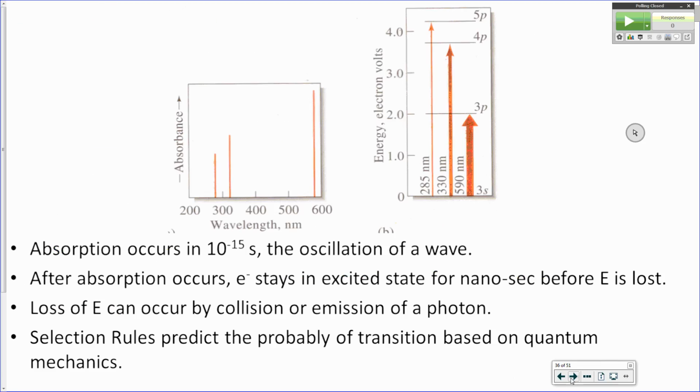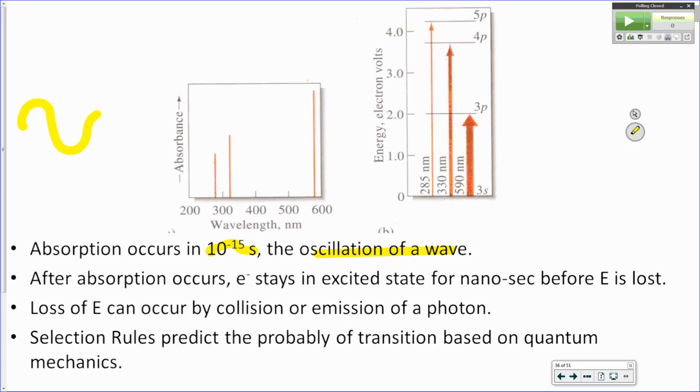So what happens when you have an absorption? An absorption occurs as quick as a wave can go up and down. If we think of the electromagnetic radiation model, in the UV-vis the frequency is about 10 to the 15th hertz. So it's going up and down in 10 to the minus 15th of a second, or a femtosecond. As quick as a wave can go up and down, a photon is captured or absorbed, a quantity of energy. That's the oscillation of a wave. So it gets promoted from a lower energy level to a higher level.